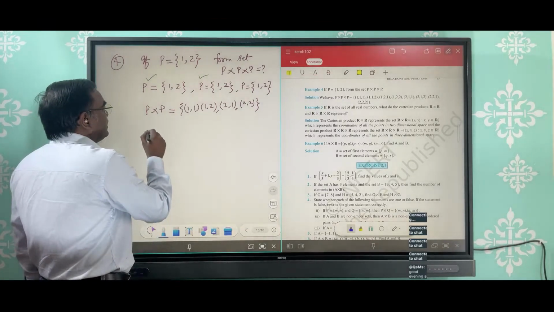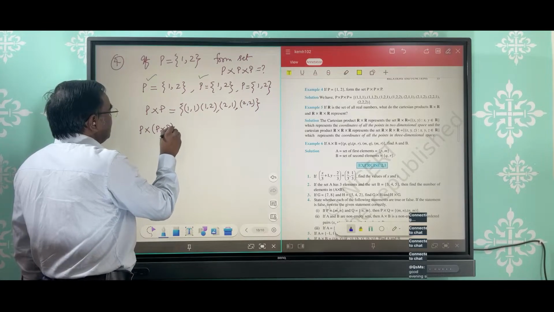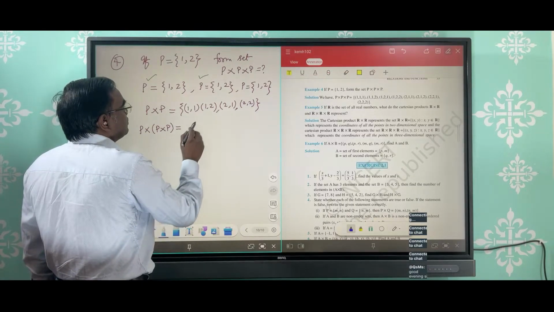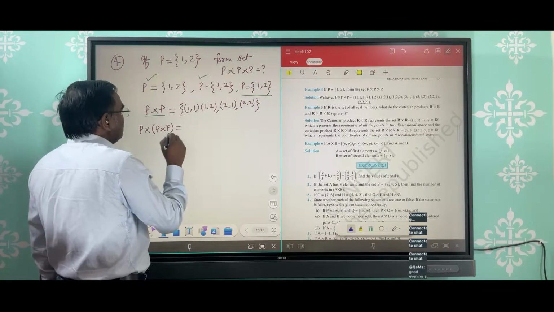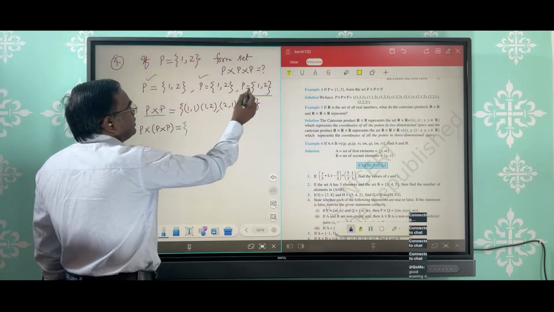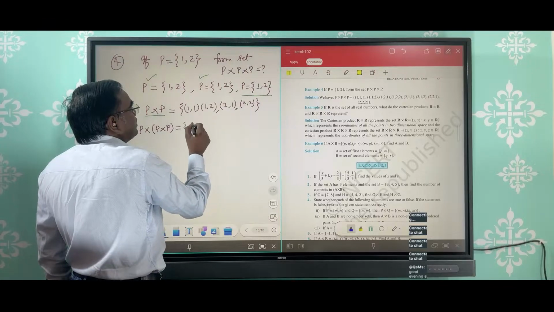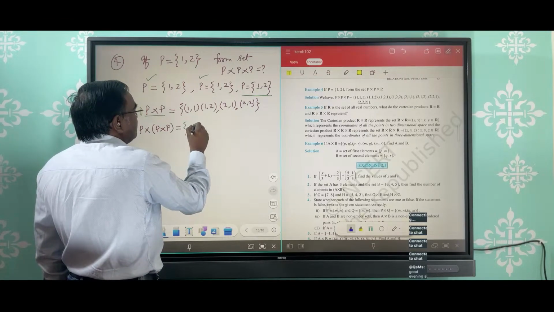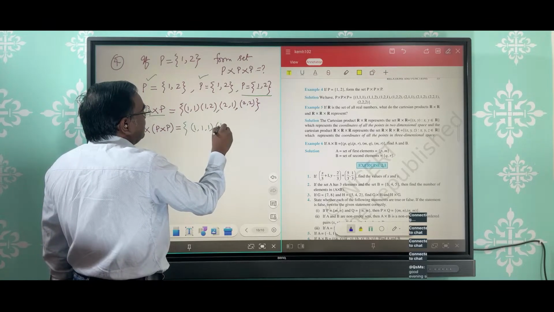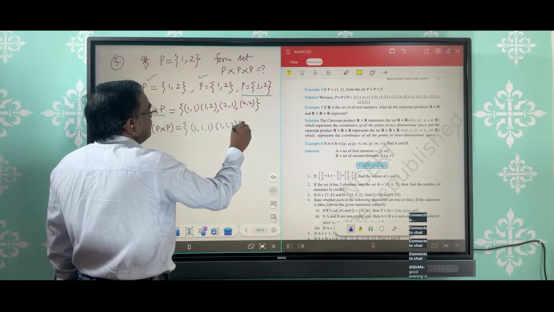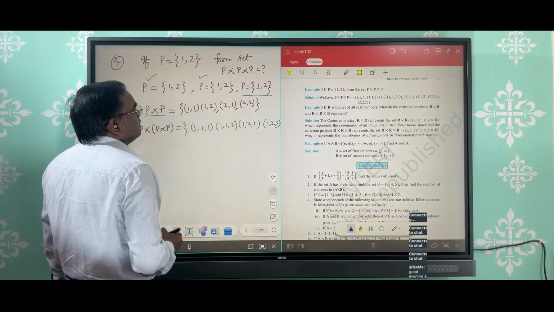Now calculate P cross this P cross P. So this is the P and this is the P cross P. So you are taking the priority of this. First element of the first set is this P, 1. So what you will do? 1 1 1, 1 1 2, 1 2 1, 1 2 2. These are the elements.